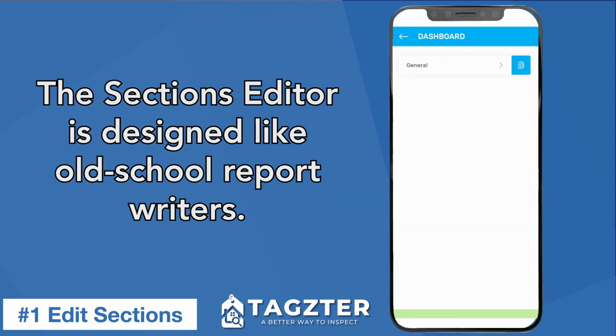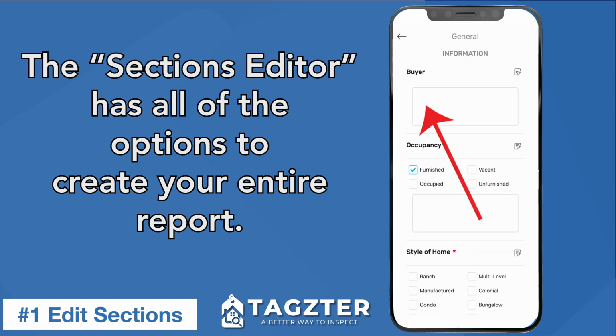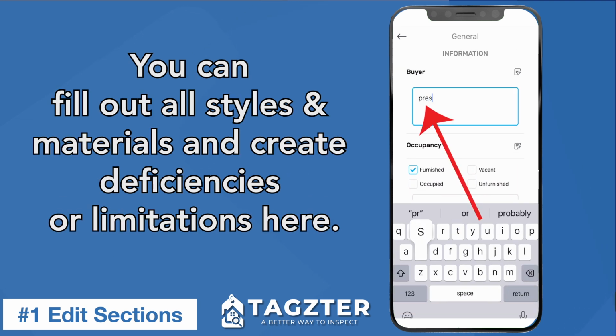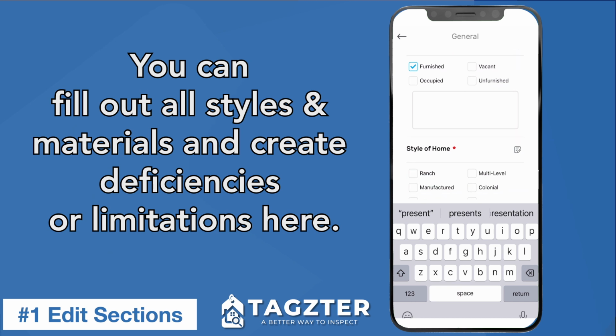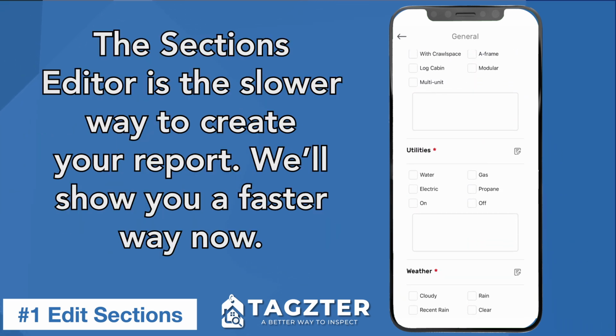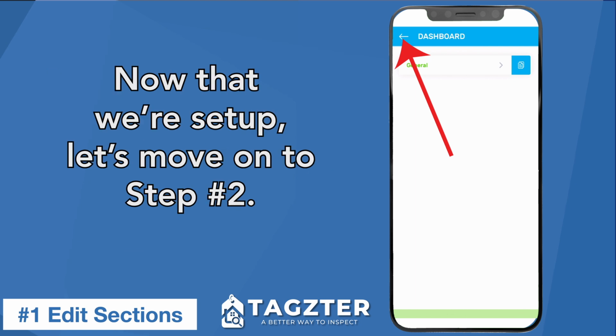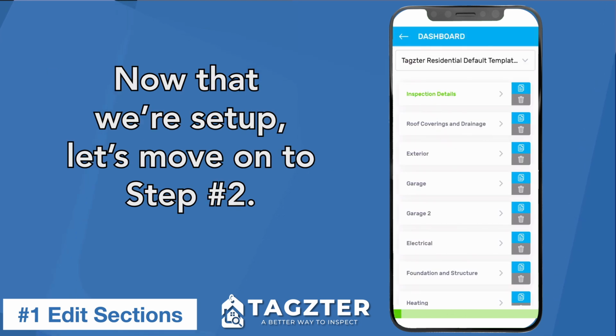The sections editor is designed like old school report writers. You click into your template, record deficiencies and info, take your photo or video, and then back out of the report. You can perform every option within the sections editor, but it is much slower than our preferred method of inspecting, which we'll cover now. Let's move on to step 2.